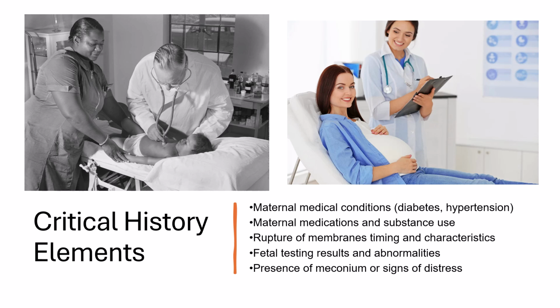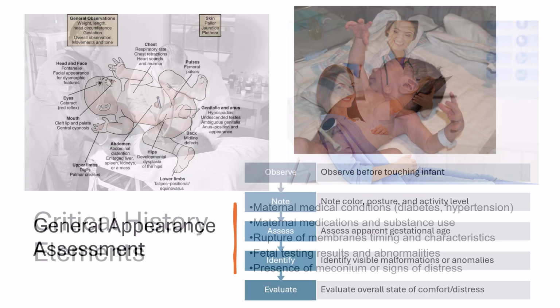These history elements are particularly high yield on the exam. Pay close attention to maternal medical conditions like diabetes or hypertension, which significantly affect the newborn. Note maternal medications and substance use, which can cause withdrawal or other effects. The timing and characteristics of membrane rupture relate to infection risk. Review all fetal testing results and abnormalities and document the presence of meconium or signs of distress. These details guide your physical exam and help you anticipate potential issues. The exam frequently tests the relationship between these history elements and physical findings.